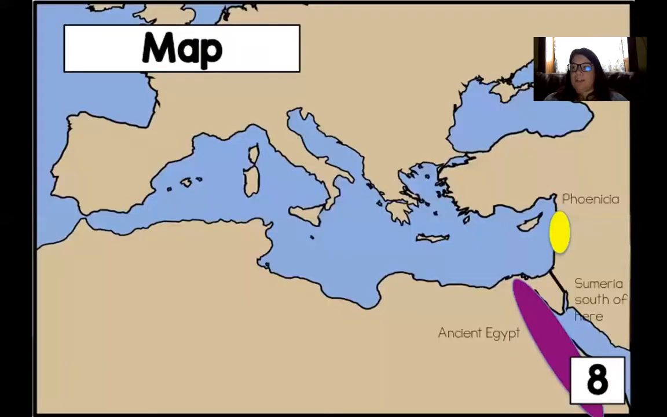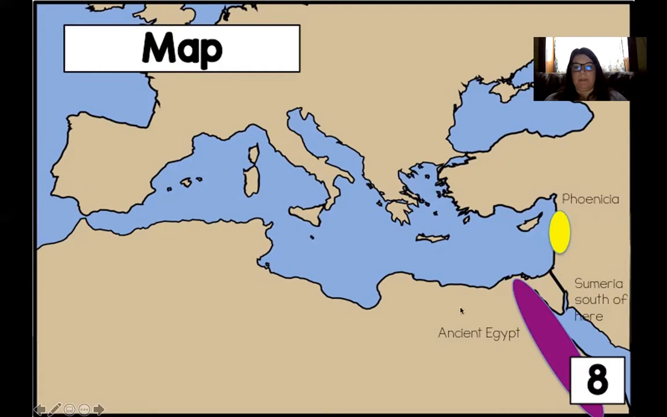Despite all the experimentation, there was still no alphabet. How did that happen? There was a group of people called the Phoenicians who lived in the east of the Mediterranean Sea. So you can see here.